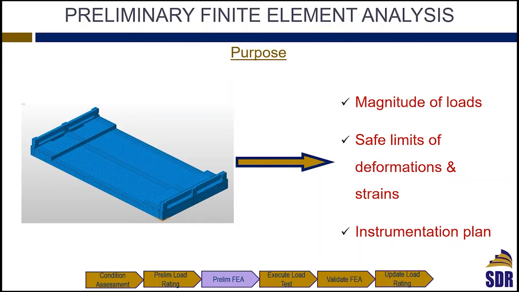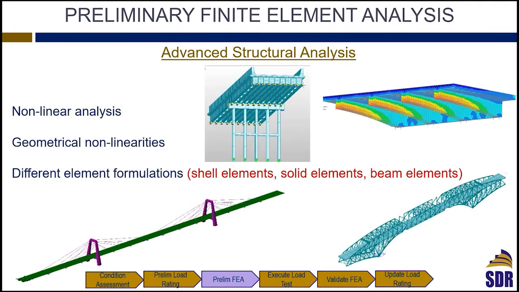Is it like the end, mid-span, positive moment, negative? I mean, depending on the deficiency of the member that we determine from the load rating and from the preliminary finite element, we can come up with the instrumentation plan for our gauges in the field. Before going to execute, also when we do the finite element, it has to be a sort of detailed analysis. We are trying to capture the actual performance of our bridge or structure as much as we can. So sometimes we might end up doing nonlinear analysis.